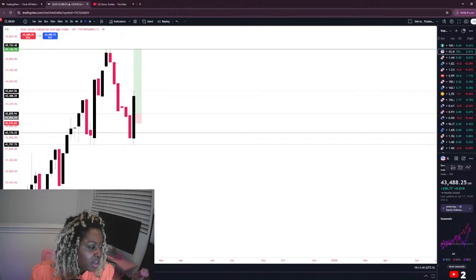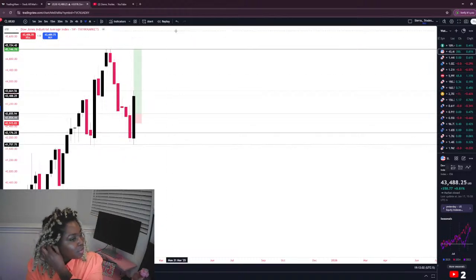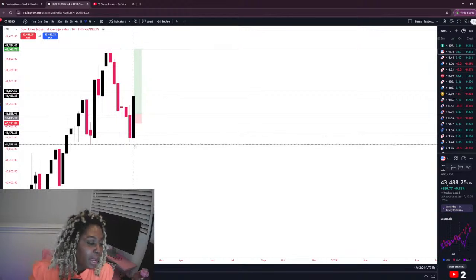This is US 30. Okay, I'm seeing something else. Let's see. We have a gap right here, right? Okay, price did touch that gap. Price touched that gap twice. Okay, so price shouldn't have a reason to come back down here and then trade higher. It shouldn't.